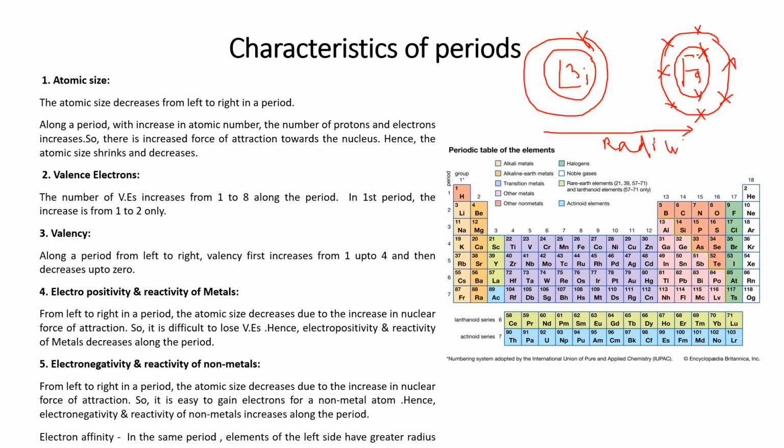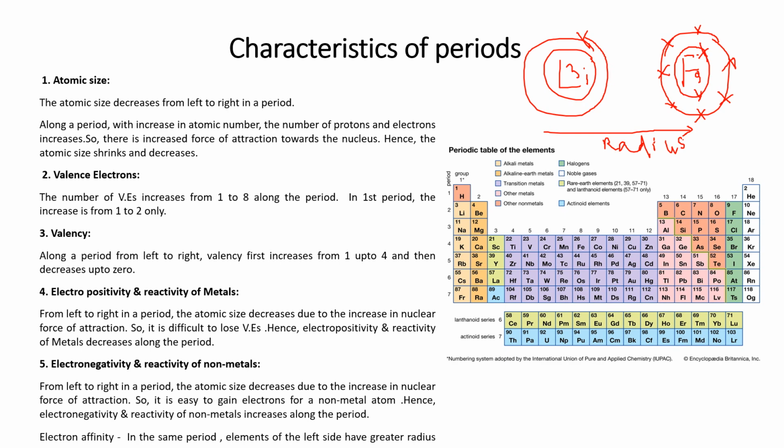Radius will decrease. Valence electron. The number of valence electrons increases from 1 to 8 along the period. In the first period, the increase is from 1 to 2 only. Here, lithium has 1 valence electron, beryllium 2, boron 3, carbon 4, nitrogen 5, oxygen 6, fluorine 7. Their valence electrons increase when going from left to right.